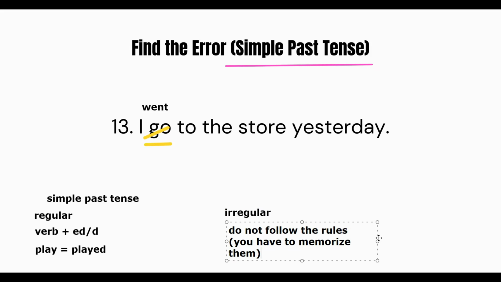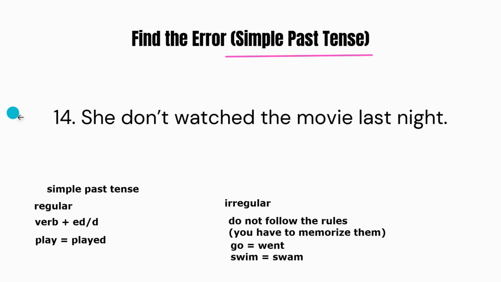Okay, so like you saw, the past tense form of go in the simple past tense would be went, and the past tense form of swim would be swam. Okay, so these are irregular. You have to memorize these types of verbs. Okay, let's move on to the next sentence.